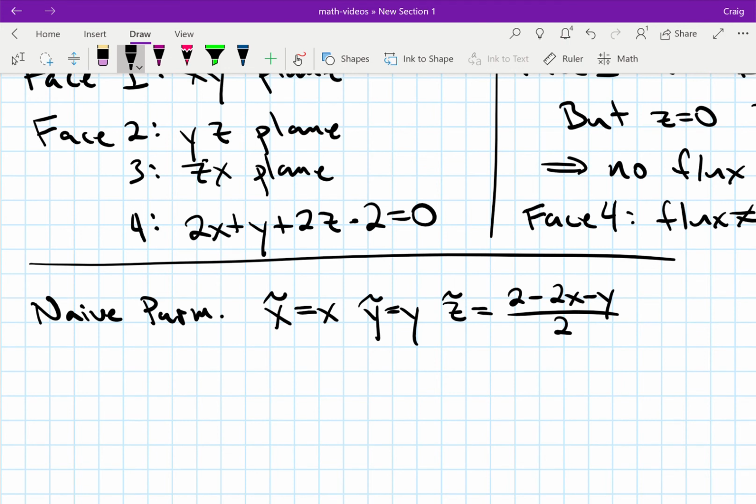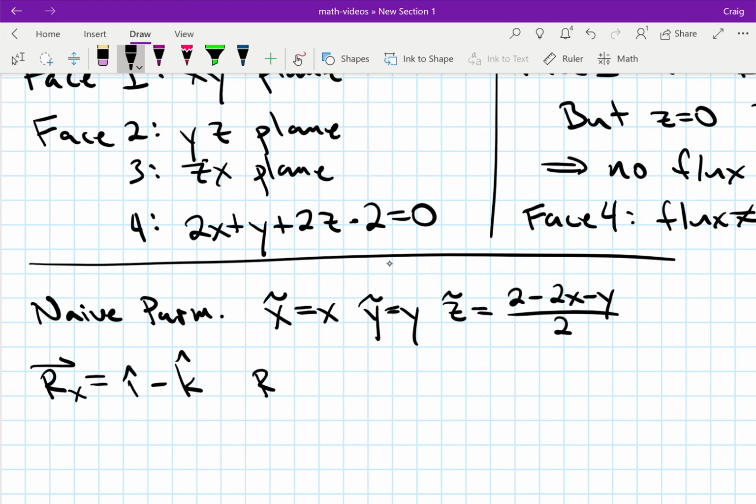And I can construct my tangent vectors for the surface. So that's just going to be i hat. Then I have to take the derivative of z with respect to x, and that gives me a -1. So it's going to be negative k hat.